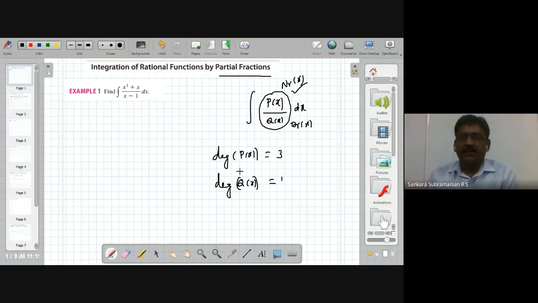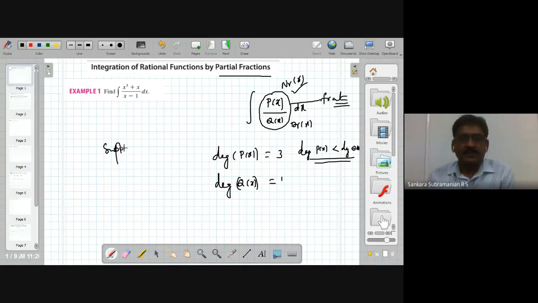Now, if I want to say that it is a fraction, then the degree of the numerator must be less than the degree of the denominator. That is the rule. So the degree of the numerator p of x must be less than the degree of the denominator q of x. Then only can we accept it as a fraction. But in this case, the degree of the numerator is greater than the degree of the denominator. So if it is greater than or equal to, then you have to go for the division method.